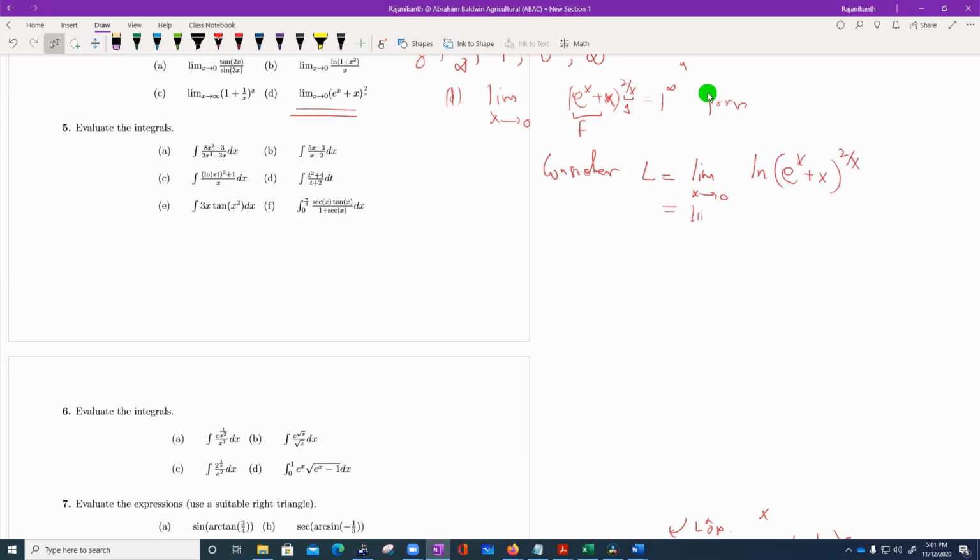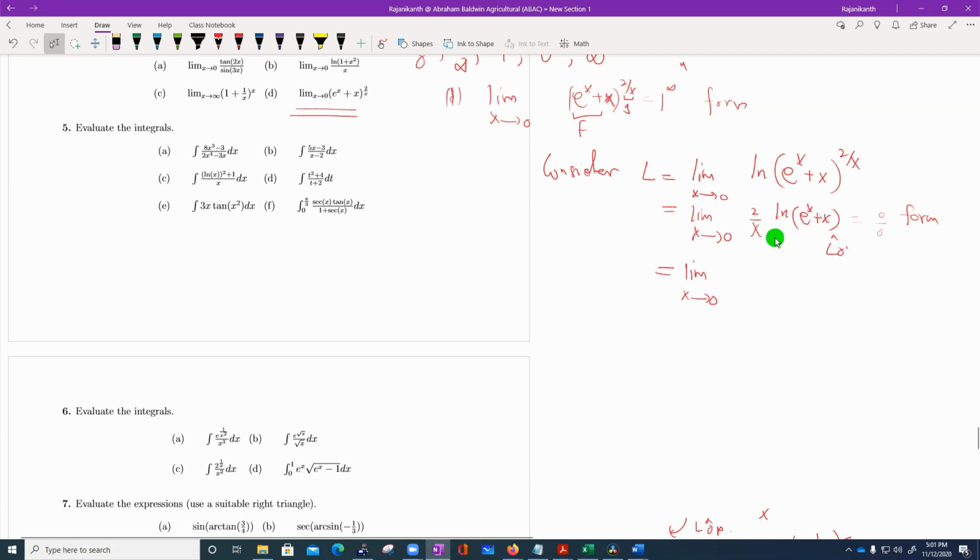Now again use the log property. The 2 over x could be pulled out, times ln of (e to the x plus x). Now if you plug in 0, you will get ln 1 is 0, so a 0 over 0 form. Now you are good to use the L'Hopital rule. So the limit as x goes to 0 of the derivative of top and bottom.